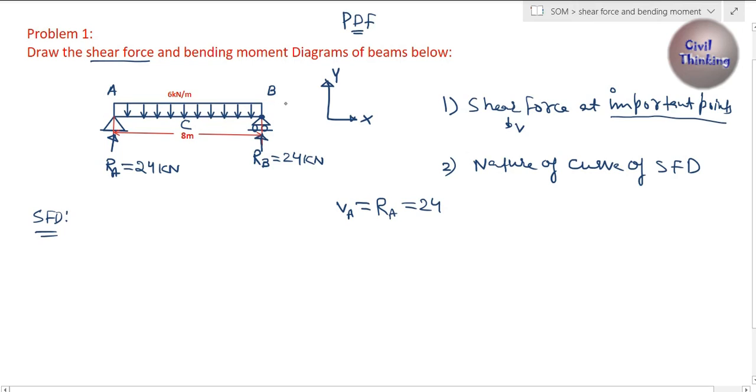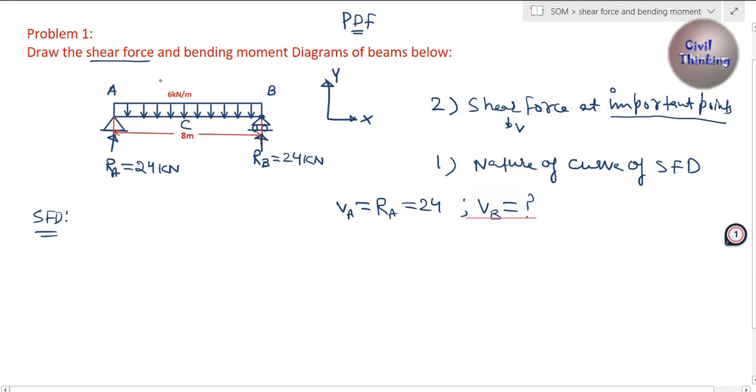Now let's find the shear force at B. Shear force at B is how much? We don't know yet, because first we will find the nature of the curve. This is the first step basically. I can also write it like this. This is the first step and this is the second step. So the nature of the curve of the shear force diagram, we are going to derive a general equation.